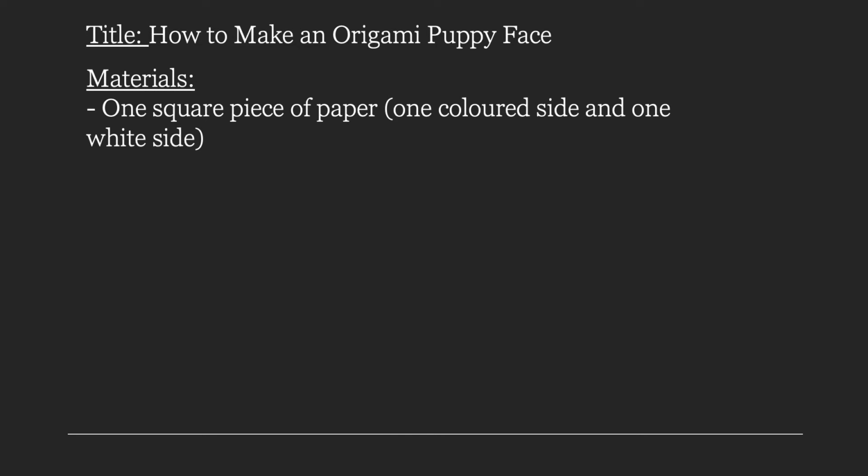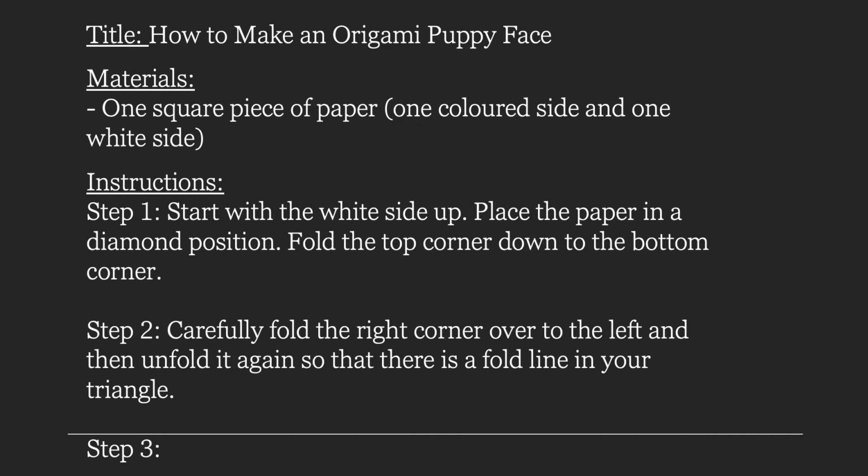The next part of our procedure is to include the instructions, and that's the correct structure when writing a procedure. So the instructions are step by step of what you need to do to finish the product. And in this case, it's the origami puppy face. So I need a heading, which I wrote instructions. Then step 1, and this is where I looked at the picture to know exactly what to do in step 1. It says start with the white side up. Place the paper in a diamond position. Fold the top corner down to the bottom corner.